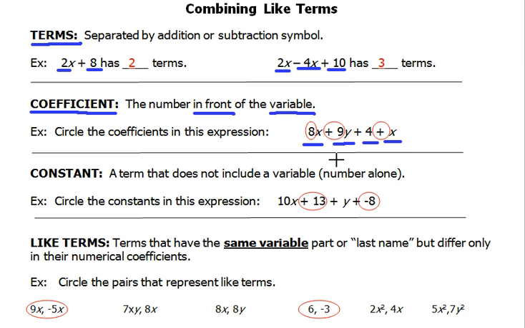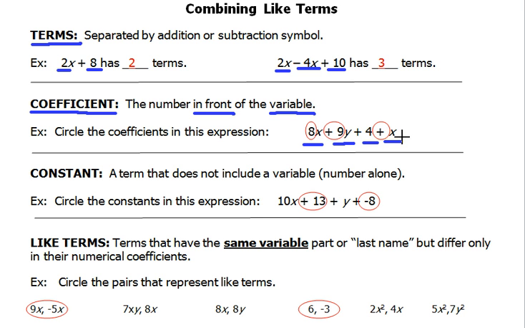So I'm going to check each one for a variable. This term has a variable, so the number in front of it, this 8, is the coefficient. This term has a variable, y. The number in front of it is a positive 9. Notice how I grabbed on to that operator there to tell me whether this 9 was positive or negative. This 9 is the coefficient. This term is just a plain old 4. There is no variable here, so the 4 is not a coefficient.